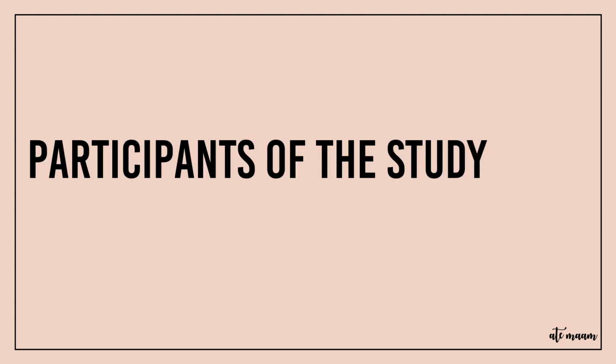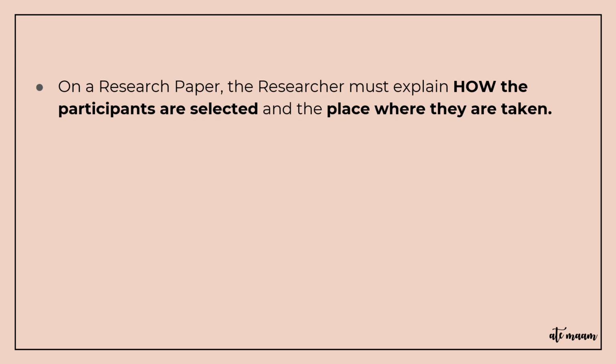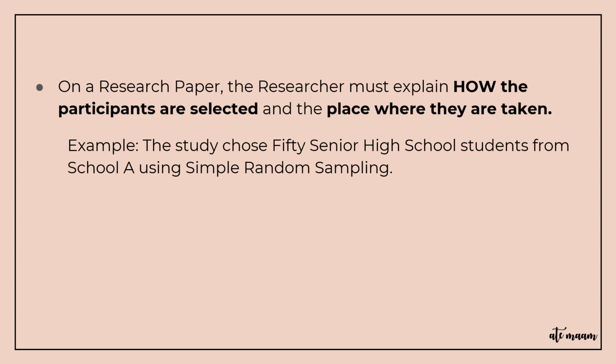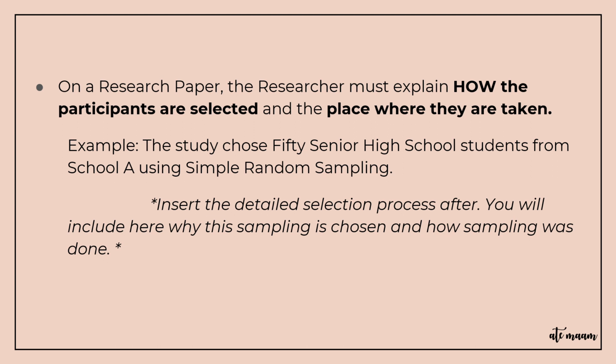Next, we have participants of the study, or the sampling and sampling techniques. In your research paper, the researcher must explain how the participants are selected and the place where the selection will occur, or where the participants came from. So, for example, the study chose 50 senior high school students from School A using simple random sampling. This is a very summarized example, but later I will give you a longer example on how to write your participants or methods. You should also insert the detailed selection process after. You will include why the sampling is chosen and how sampling was done.